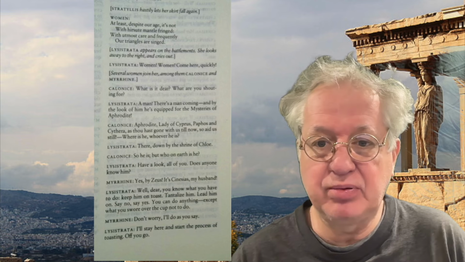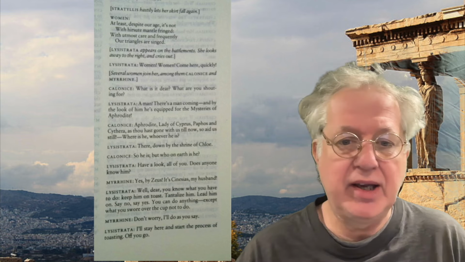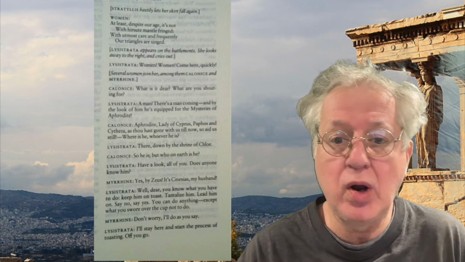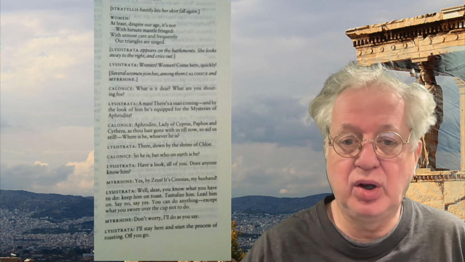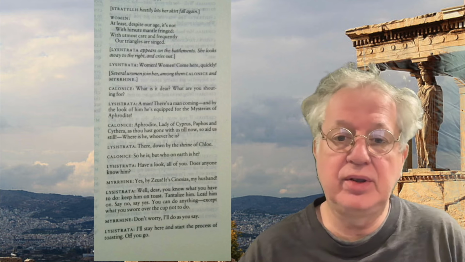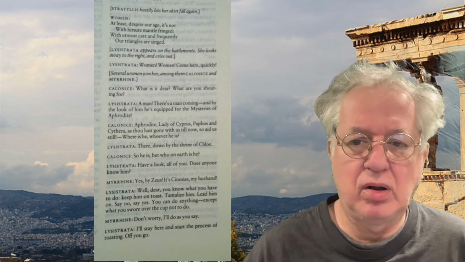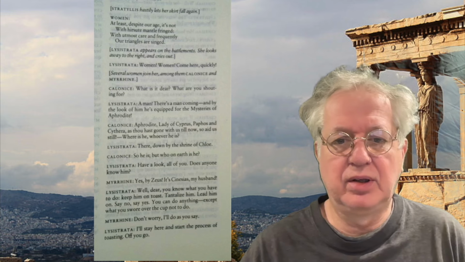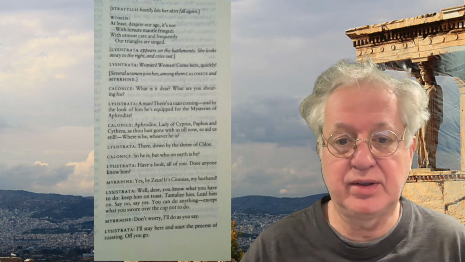Aphrodite, lady of Cyprus, Paphos, and Cythera, as thou hast gone with us till now, so aid us still. Where is he, whoever he is? Lysistrata says, there, down by the shrine of Chloe. Calenice says, so he is, but who on earth is he? Lysistrata, have a look, all of you. Does anyone know him? Myrrhine says, yes, by Zeus, it's Synesias, my husband.